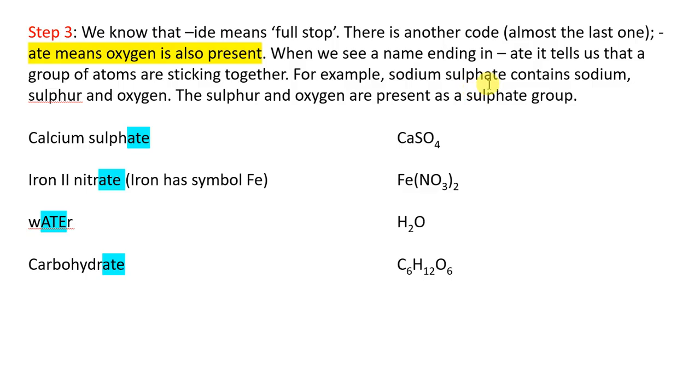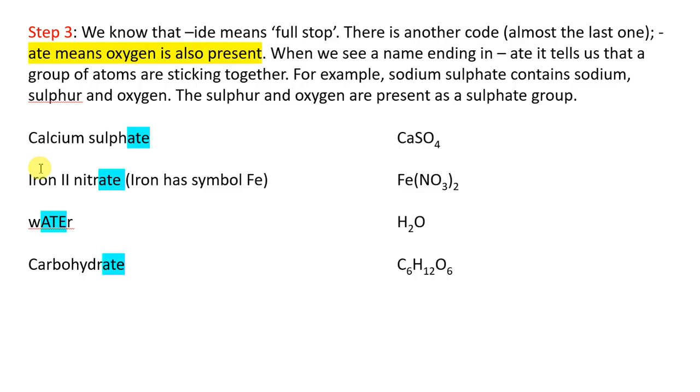First example, sodium sulfate. When I look at that, I'm thinking three things. I'm thinking it contains sodium from the name, sulfur from the name, and because ATE equals oxygen, oxygen is also there. The sulfur and the oxygen would be present as a sulfate group. Now, if I look at calcium sulfate again, I'm seeing that that compound contains calcium, Ca, sulfur, and because of the ATE, it contains oxygen.